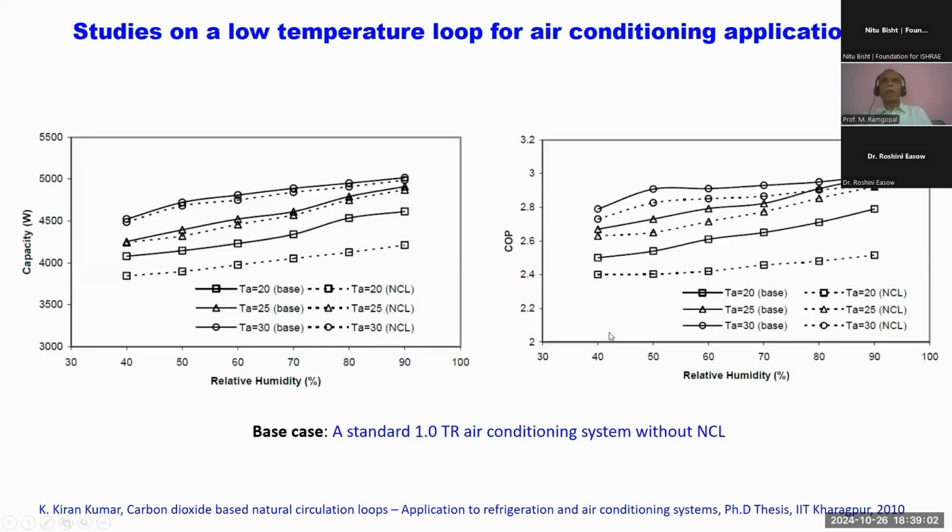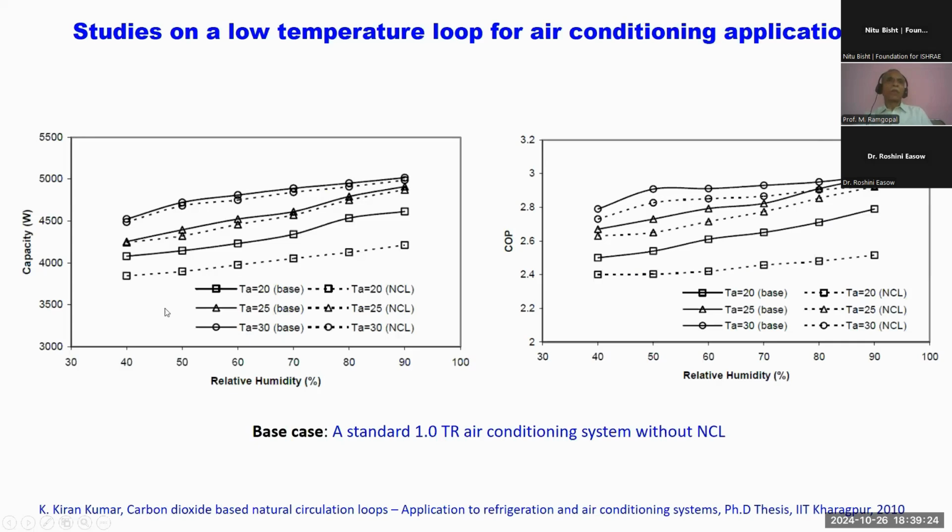For example, this result from the simulation shows, in the first graph, for different space temperatures and space relative humidity, what happens when you are introducing a secondary loop. How does it compare with the base system? Base system means we do not have any secondary loop. Directly the R22 is cooling the air.